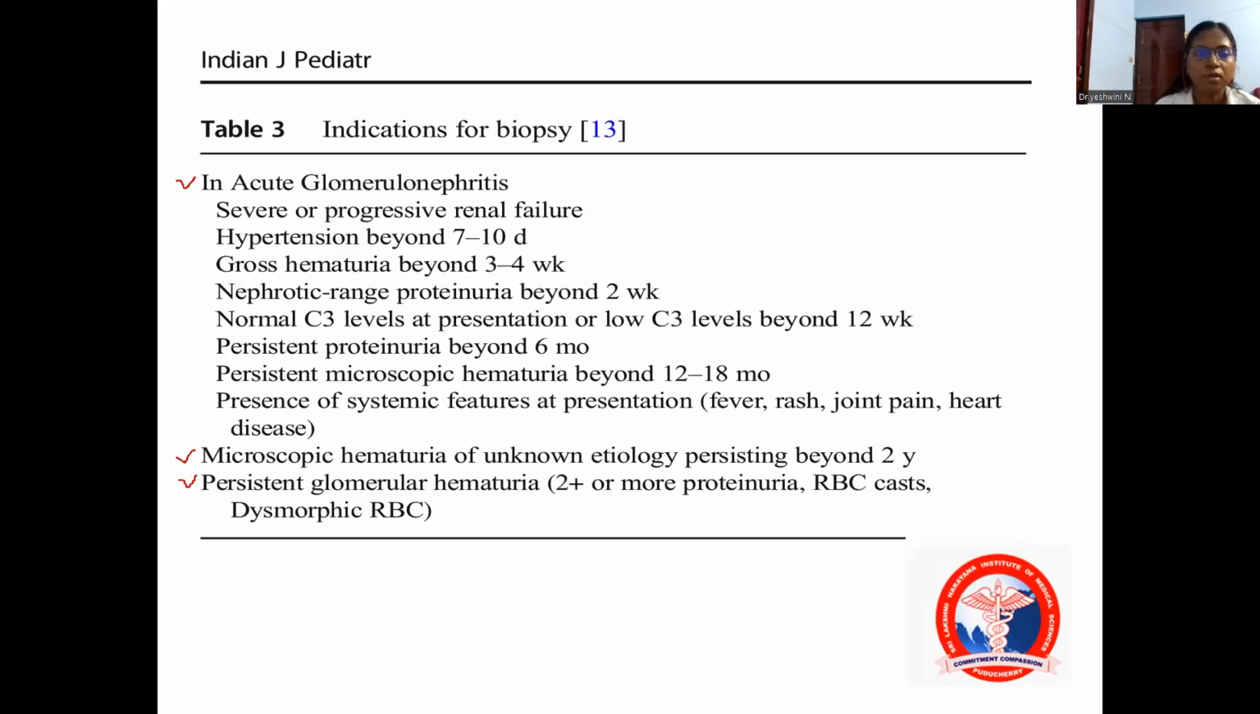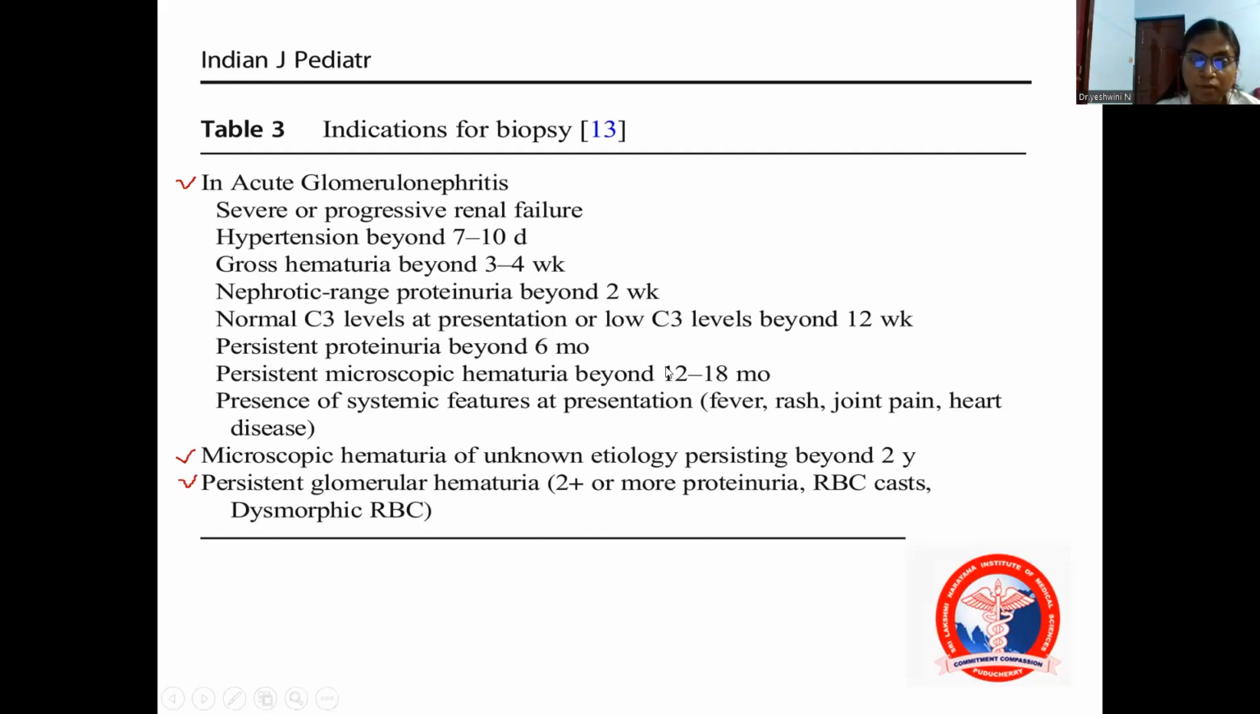In acute glomerulonephritis, if it is PSGN, you are not going to do a biopsy, as the child is going to improve in a short period of time. If the glomerulonephritis is because of other causes, there will be progressive renal failure, progressive hematuria. That is when you are going to do a renal biopsy. So in acute glomerulonephritis, when there is progressive renal failure, or hypertension beyond 7 to 10 days, or gross hematuria going beyond 1 month.